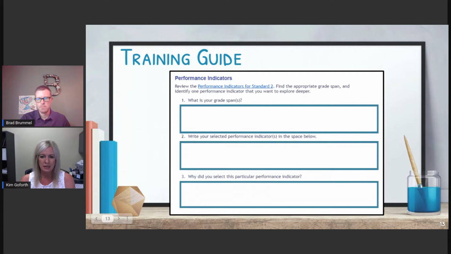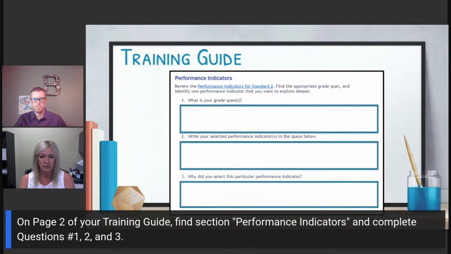So now it's your turn as the viewer to dig in by your grade span. Look at the performance indicators for Standard 2 for your particular grade span. Pick a performance indicator that maybe you're wrestling with in your district, within your own classroom, and identify one that you feel you need to take a close look at and really dive in. And then, why did you select that? And so as the viewers are looking through that, Brad, is there something in the 6-8 grade span that down in Springfield you think you'd like to continue to wrestle with or focus on?